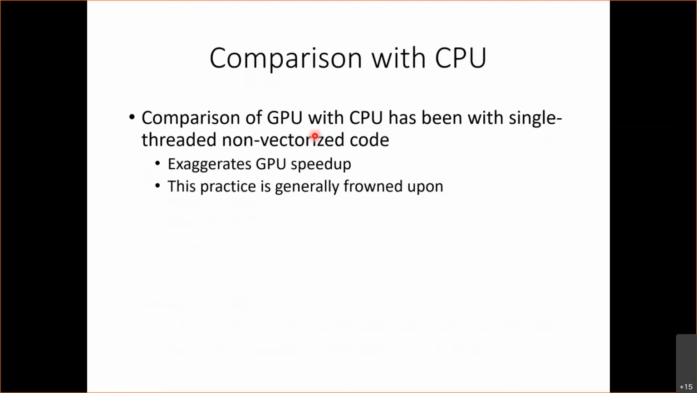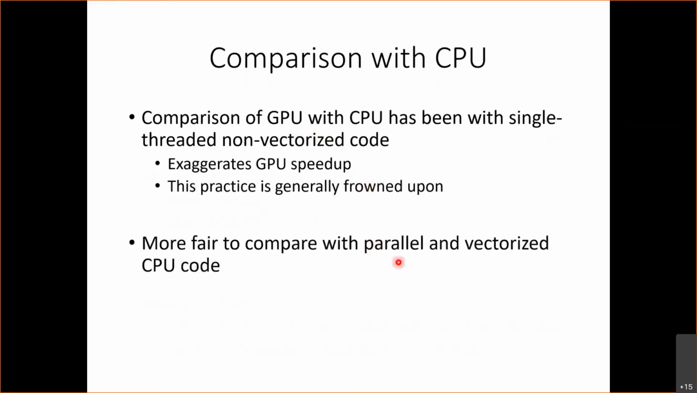If we really want to do a fair comparison between GPUs and CPUs, it would be more fair to compare our GPU implementation to a parallel CPU implementation that uses vectorized CPU code. Just like a GPU can run many thread blocks in parallel, or many warps in parallel, a CPU can run many threads in parallel. Also, for many CPUs, every CPU core has a vector unit where we can vectorize the CPU code rather than just having a single thread running on the core.